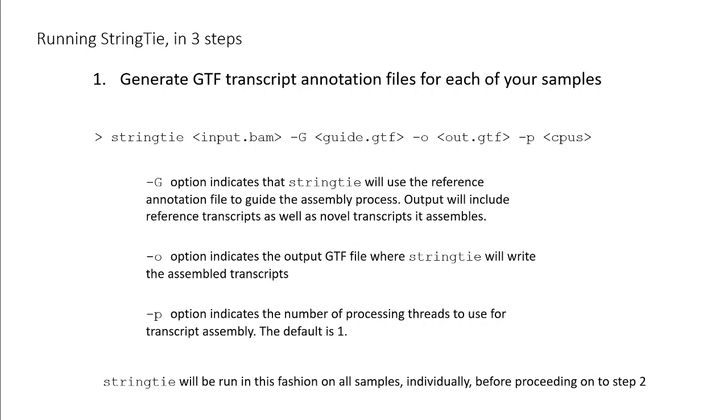The -o option indicates the output GTF file to contain the assembled transcripts. The -p option indicates the number of processing threads to use. Stringtie will be run in this fashion on all samples before proceeding on to step 2.